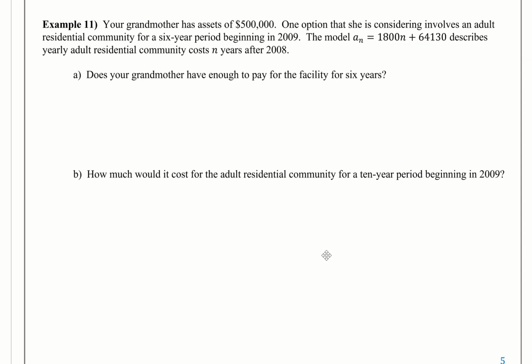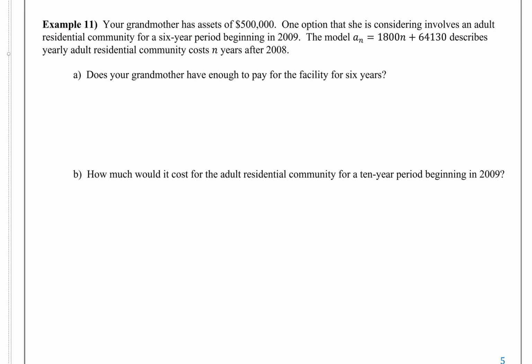All right, number 11. Your grandmother has assets of $500,000. One option that she is considering involves an adult residential community for a 6-year period beginning in 2009. So 2009 is going to be her first year. This model, A sub n, this is our general term, is equal to 1,800n plus 64,130. It tells us how much it costs each year, n years after 2008.